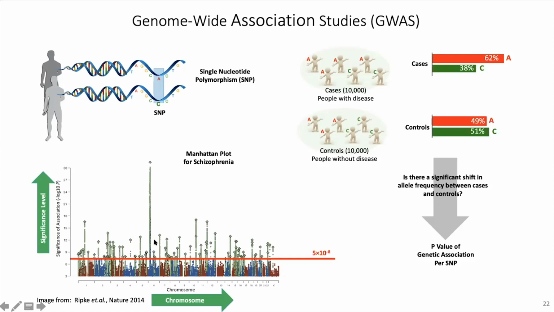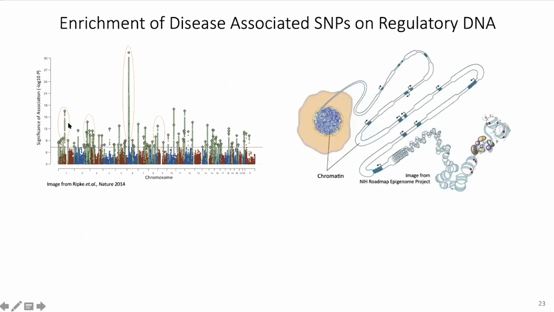And if the SNP significance level, the p-value, is lower than 5 times 10 to the minus 8, you call the SNP a GWAS SNP. Here you can see that hundreds of regions have association signal to the disease, and that's because this is a complex disease.